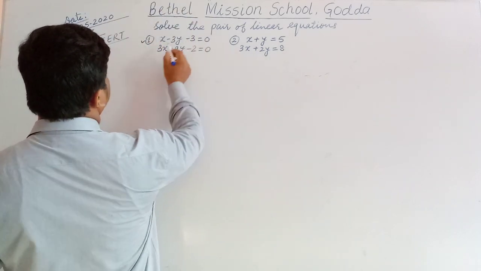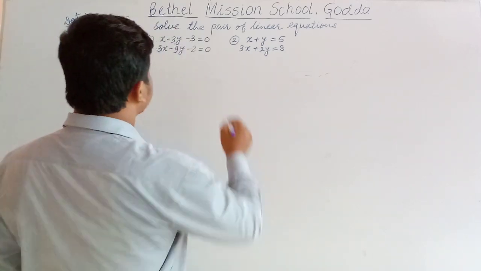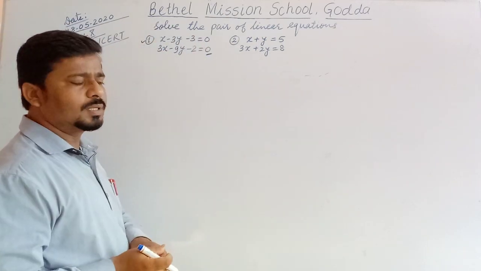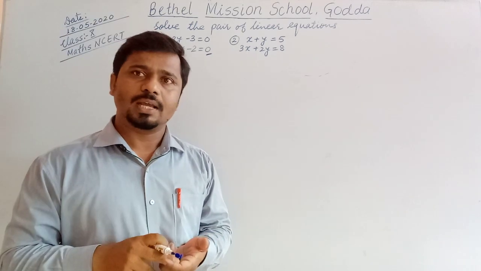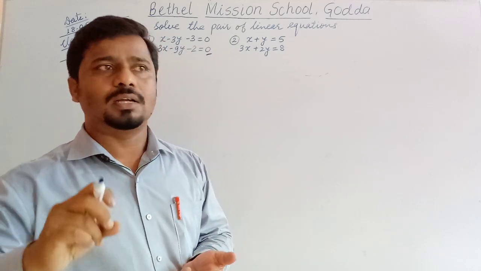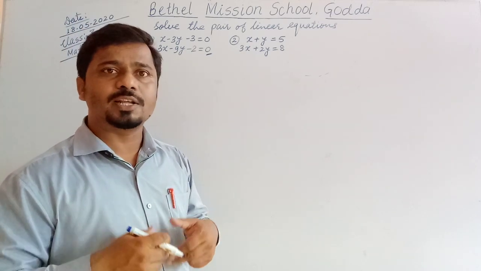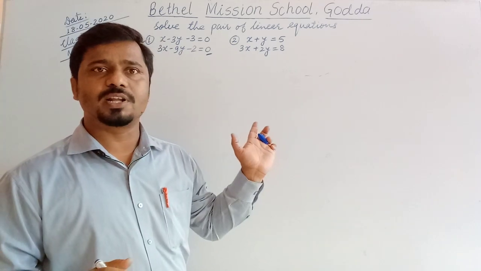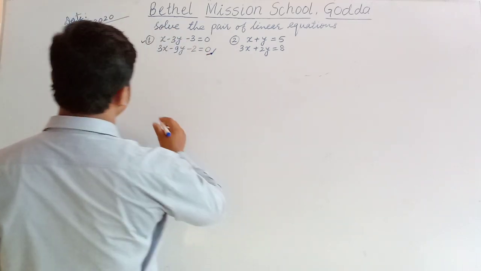First, look at this question: 3x minus 3y minus 3 equal to 0, 3x minus 9y minus 2 equal to 0. How can you solve this? Before solving, you have to check whether there is a solution or not. If there is a solution, that is, consistent with a unique solution, then you start solving. Otherwise, if there is no solution, you will not solve. You will write the system of pair of linear equations as having no solution. So before solving, we have to check.